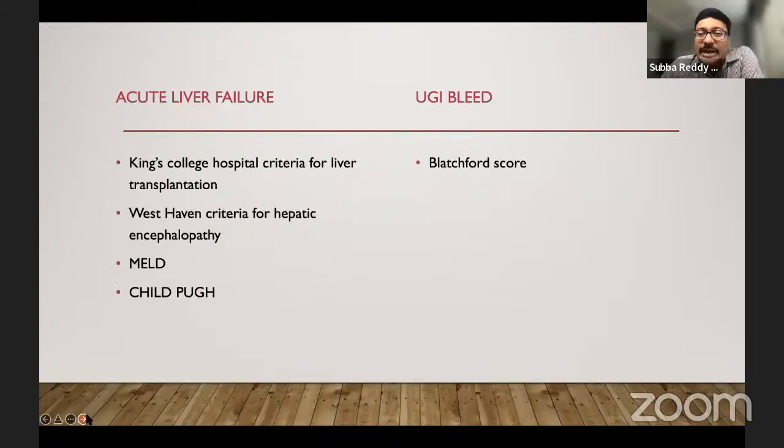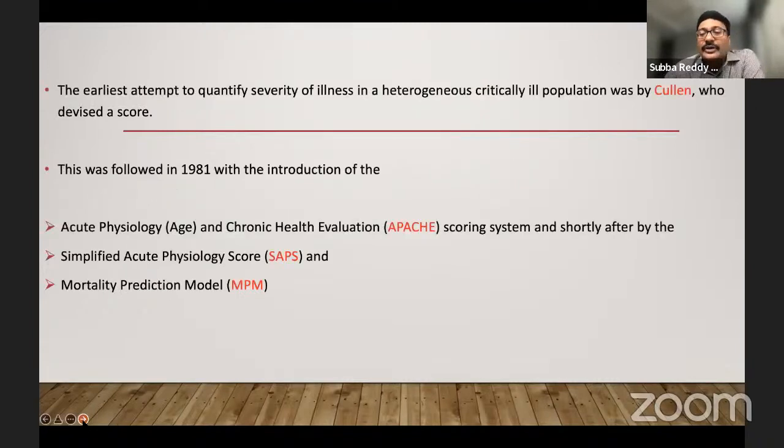And when it comes to GI critical care, in acute liver failure, all of us know the King's College Hospital criteria for liver transplantation. We have West Haven criteria for hepatic encephalopathy. We have MELD scoring. We have Child-Pugh scoring. And when it comes to upper GI bleed, we have the Blatchford score, which is very important. It is not possible to cover all the scores, so I thought I will introduce the scoring systems that we use in the intensive care unit. But the most commonly used scores we are going to discuss now.